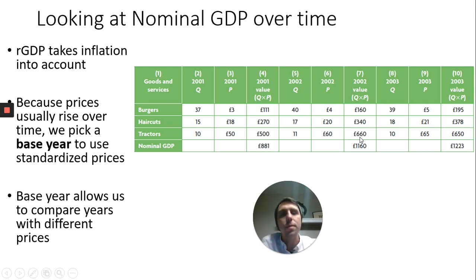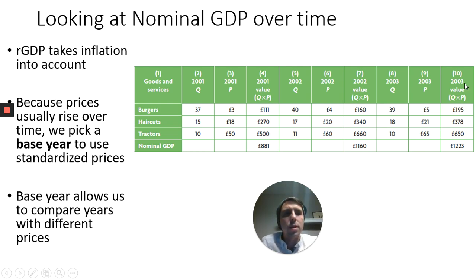Now, if I look at the next year, I sell more of each item, but you'll notice the prices rose. Burgers went from $3 to $4. Haircuts went from 18 to 20, and tractors went from 50 to 60. So even though the increase in quantity isn't that high, I've actually increased my nominal GDP for 2002 by a pretty significant margin, from 881 to 1160. And while some of this is selling more of an item, a lot of this has to do with the fact that everything just costs more. So if I look at it just as a flat, raw, nominal number, it looks like the economy is stronger.